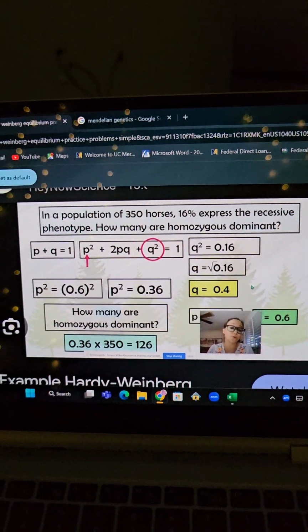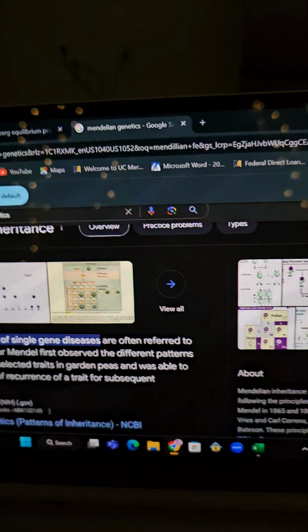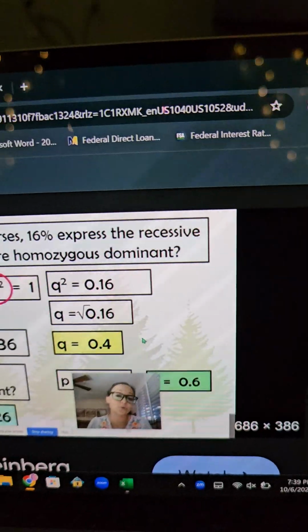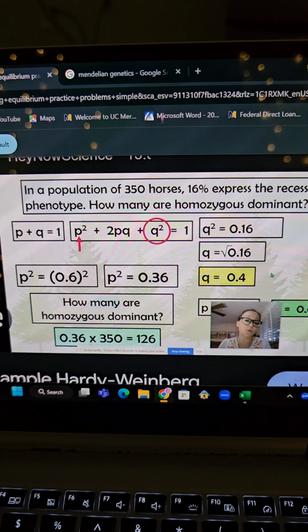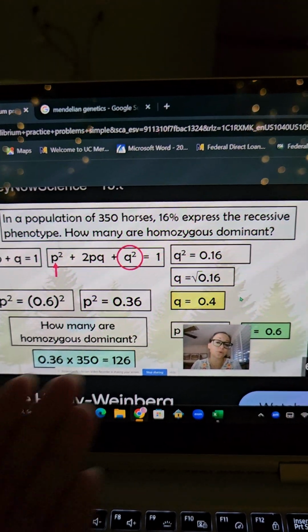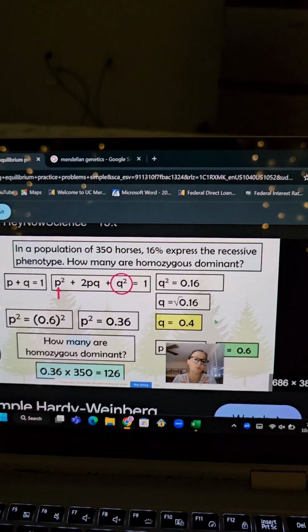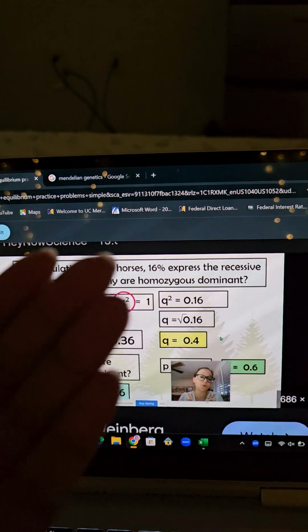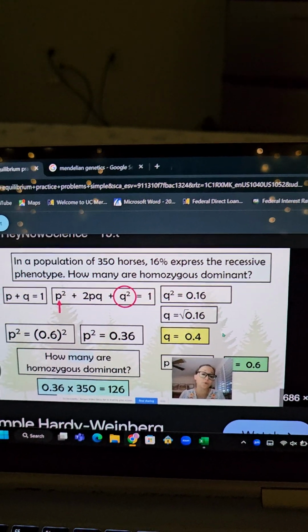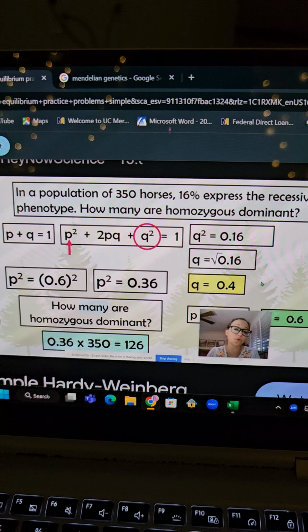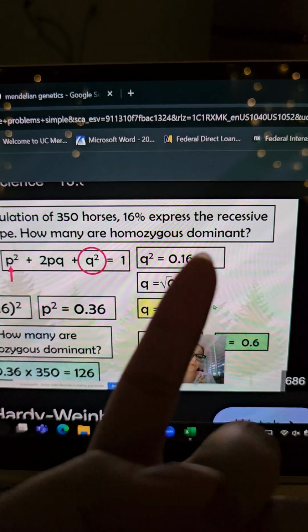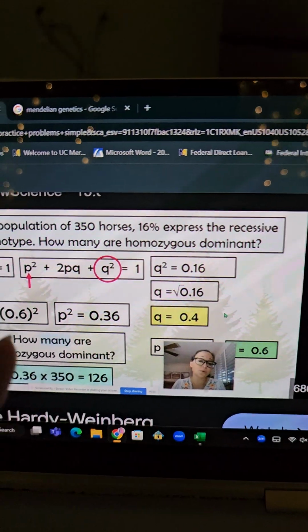So how does this relate back to Mendelian genetics? Well, if we look at the definition of Mendelian genetics, it says that Mendelian inheritance is a type of biological inheritance. So it means that we're looking at inheritance patterns of certain genotypes. In this case, we could say that the recessive gene could be short legs on horses, and the dominant is longer legs on horses. Therefore, we can look at the genetic inheritance of the recessive, which is the short legs, and the dominant, which is the longer legs.